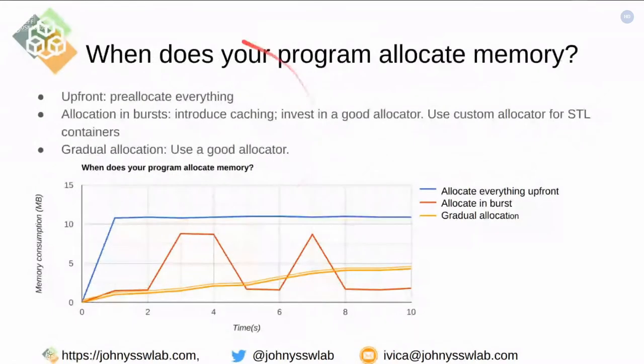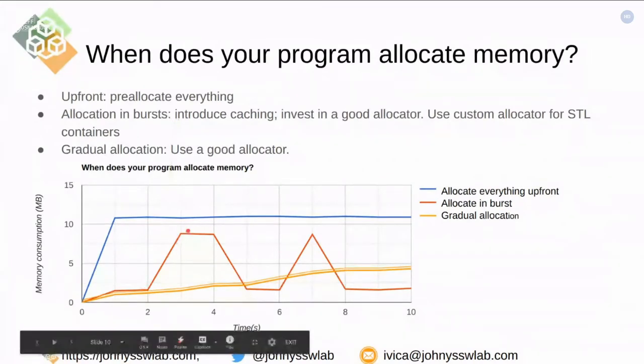One of the patterns you need to take care of is, when does your program allocate memory? There are programs that pre-allocate everything. In this case, you don't have to worry about the allocator. There are programs or modules that do allocation in bursts. The program is silent for some time, and then it's running, and then it's silent again, and then it's running. You see that there is a peak. Generally, the memory consumption is low, but there are certain peaks.